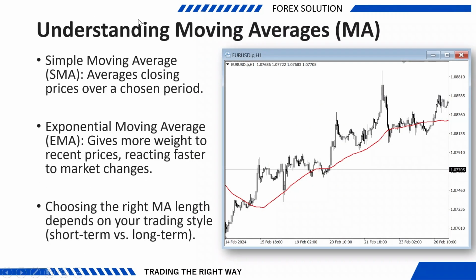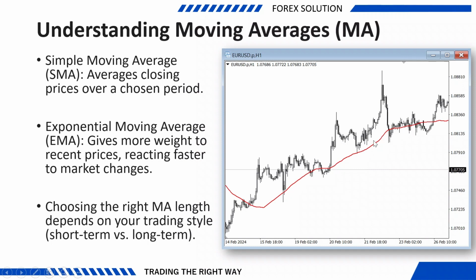Okay. So understanding moving average. As I said, we have the simple moving average, SMA. It is the average close price over a chosen period. You just calculate the average close price over a chosen period, and you can see this red line is the moving average.